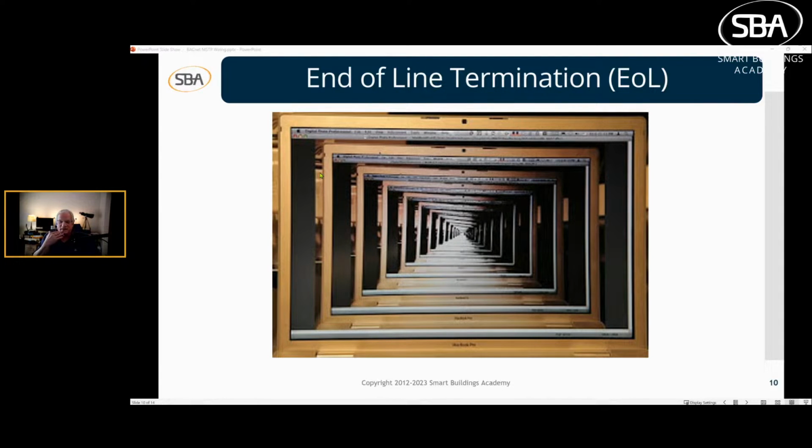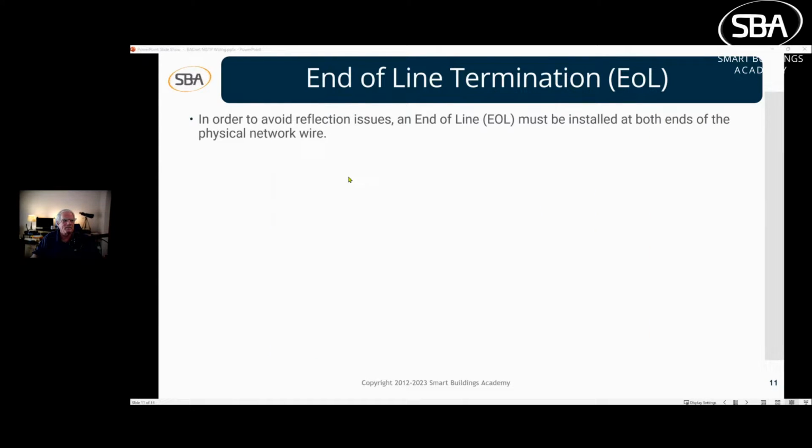So we're going to talk about end-of-line terminations and look at this picture of the mirror. Have you ever been in a fun house or had two mirrors face each other and you can see this infinite progression of mirrors? That's pretty much what happens on a BACnet MSTP network. It sends a signal to one end and it comes back, sends it out, it comes back, sends it out, it comes back. And that's kind of called bouncing, or you get a cascading noise or something like that.